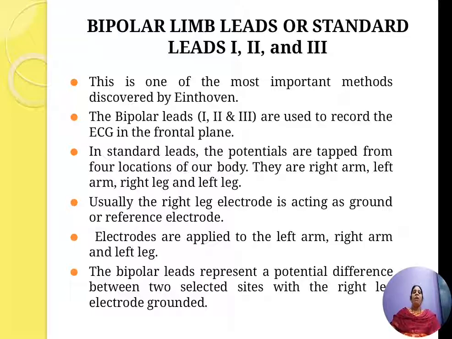The bipolar leads, that is 1, 2 and 3, are used to record the ECG in the frontal plane. In standard lead configuration, the other name for this is bipolar or standard lead. The potentials are tapped from 4 locations of the body.